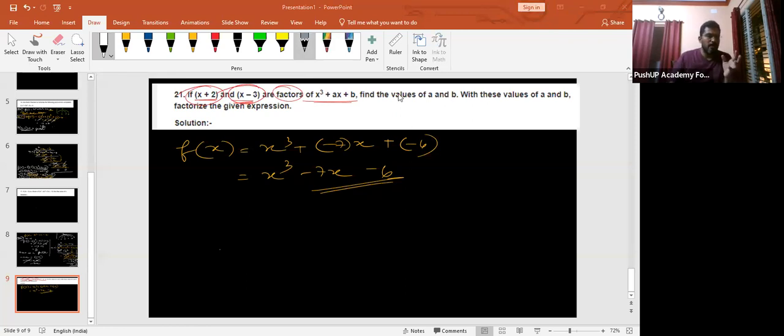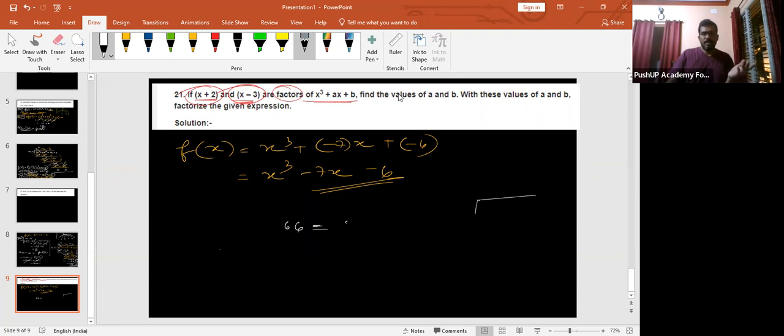You are having a polynomial x cube minus 7x minus 6. Two of its factors are x plus 2 and x minus 3, isn't it? So children, suppose I take a number like 66. Okay.